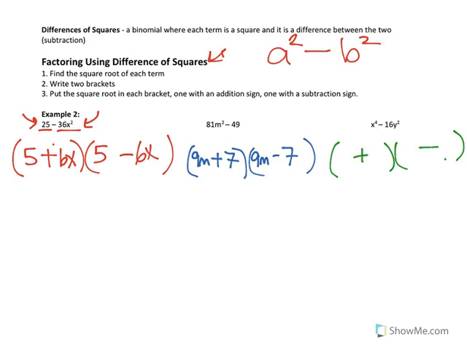One with a plus, one with a minus. The square root of x to the power of 4 is x to the power of 2. You always just half that number. And the square root of 16y squared is 4y. So again, very easy to factor them. You might just glance over it and not remember how to do it though.